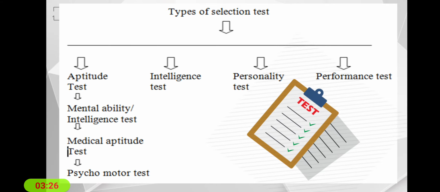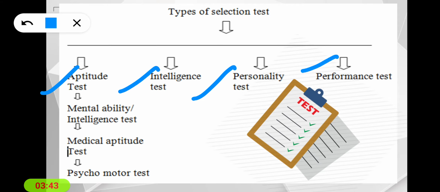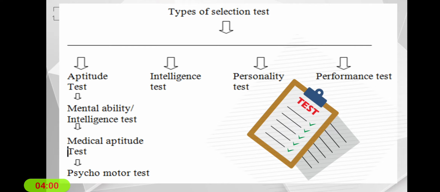The common tests conducted by organizations are aptitude test, personality test, then trade test, intelligence test, performance test, mental ability test, medical aptitude test, psychomotor test, or any kind of tailor-made test can be conducted by the organization to judge the capabilities of employees required for the job.